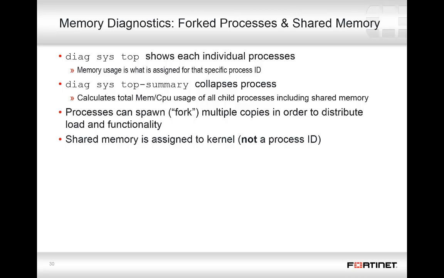If we go back and look at the output for a minute, diag sys top shows scanunitd running 3 times, diag sys top summary shows one entry with an X3, meaning it was forked 3 times. But diag sys top summary shows that scanunitd is using 12 megabytes of RAM, while diag sys top indicates that scanunitd should be using just under 2 megabytes. What is causing this difference between the two?